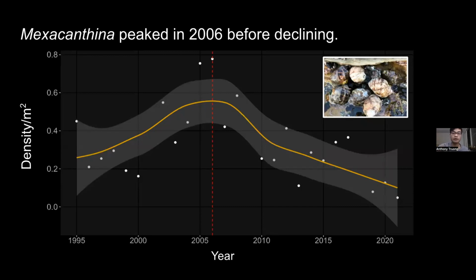If we look at it over time, we see a steady increase from the 90s up until about 2005, 2006, where the population peaked before a steady decline over the years. So this is just a look overall at what the population looks like throughout time.